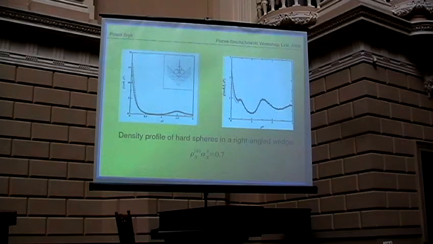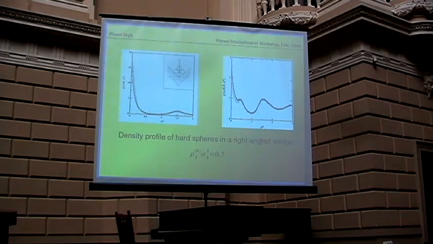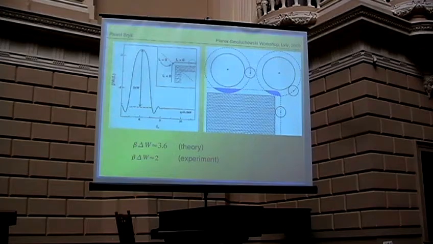And this is a comparison of computer simulation, Monte Carlo computer simulation, which are symbols, and the theory, the white bear version of this functional theory, which is the solid line. We see a very good agreement between these computer simulations and the theory, and this demonstrates how accurate this theory is for this quite demanding situation.